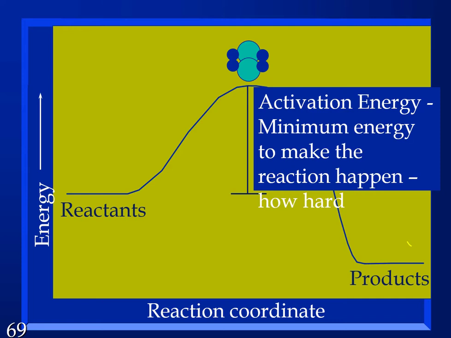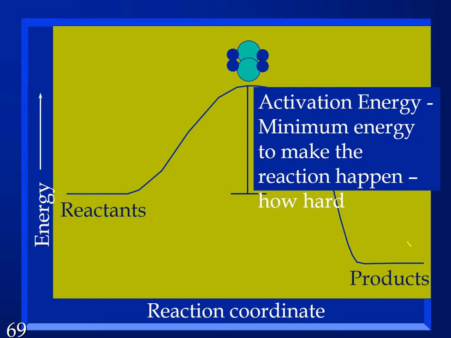Now, this would be an exothermic reaction because I ended up lower. This graph would describe what's happening in a Bunsen burner. If I just turn on the gas and the oxygen, I can fill the room up with gas and nothing will happen until I make a spark. What the spark does is get the first one over the hill.